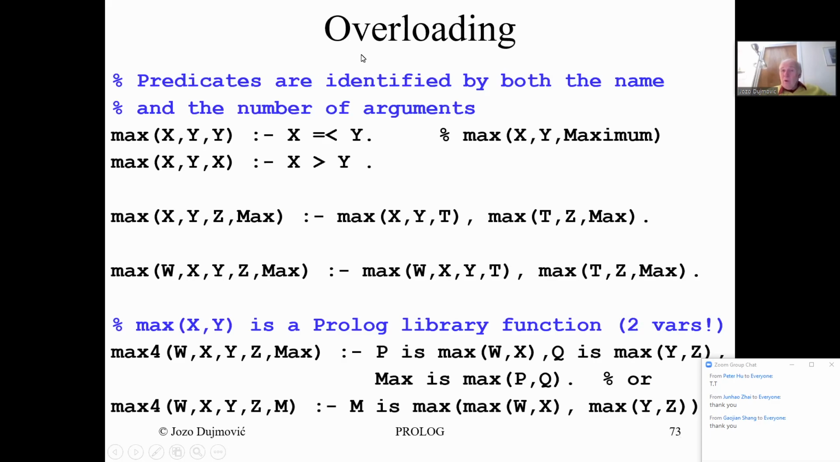In PROLOG, you can overload operators same as in C or C++ or in Java. That means predicates are identified both by name and by the number of arguments that they have. So imagine that I want to compute maximum of two numbers. So I have number X and number Y. The maximum can be either Y or X. So the maximum of X, Y is Y if X is less than or equal to Y.